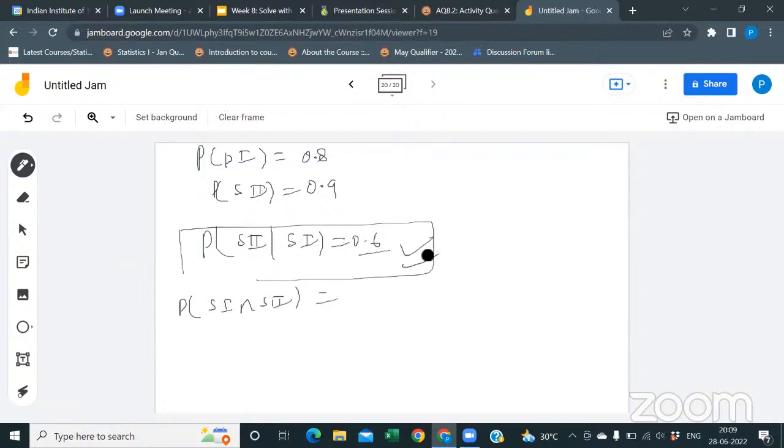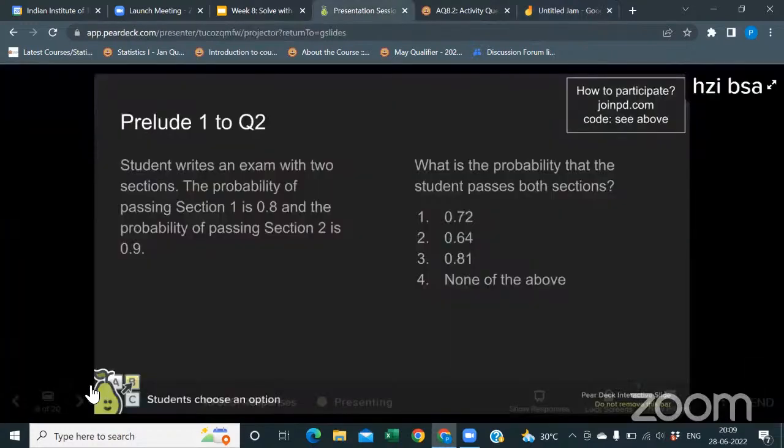Given, this quantity can be given, or it should be mentioned. If passing section 1 and section 2 are independent, then we just multiply them, right? Sir, here, if section 2 conditioned on section 1 is 0.9, can we say that it is an independent event?